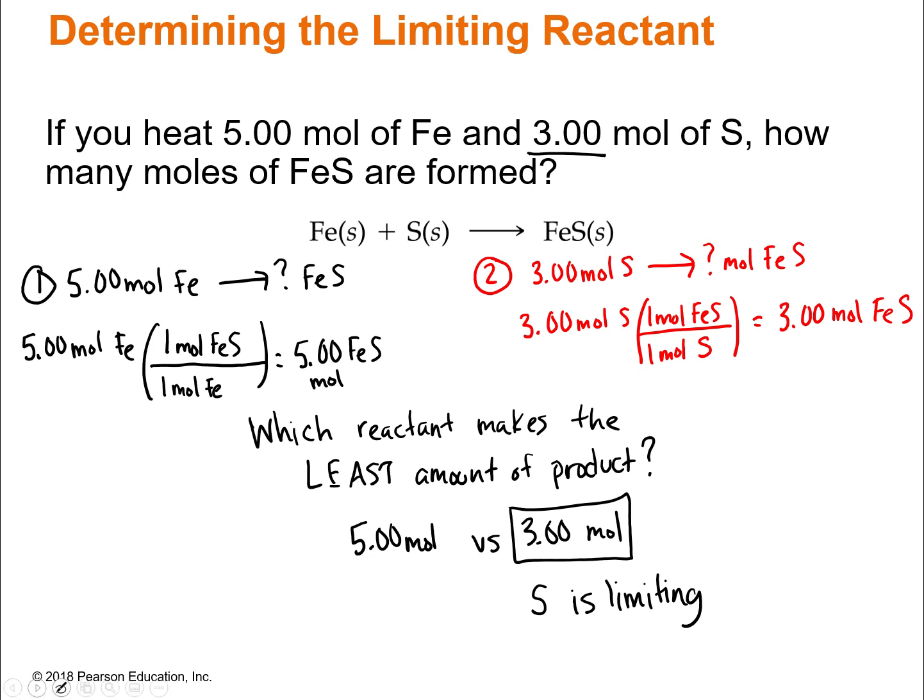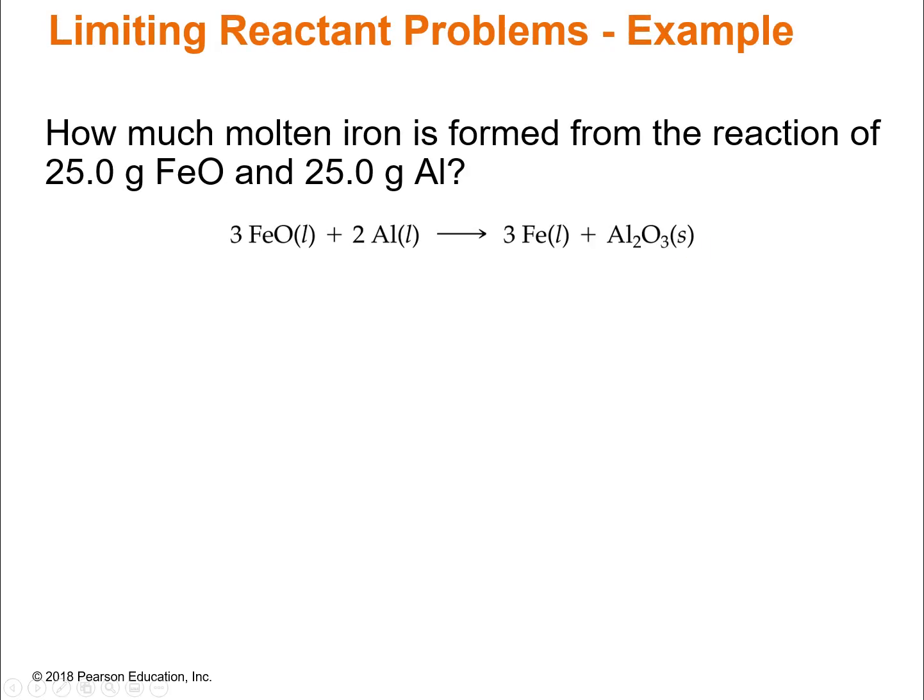All right, we're going to go ahead. So this is an example of a limiting reactant problem that's coupled with the stoichiometry problem. This is the example that I did in the YouTube video, and I'm going to do it again here, and you'll have the opportunity to practice. How much molten iron is formed from the reaction of 25 grams of iron 2 oxide and 25 grams of aluminum? And we have the reaction below.